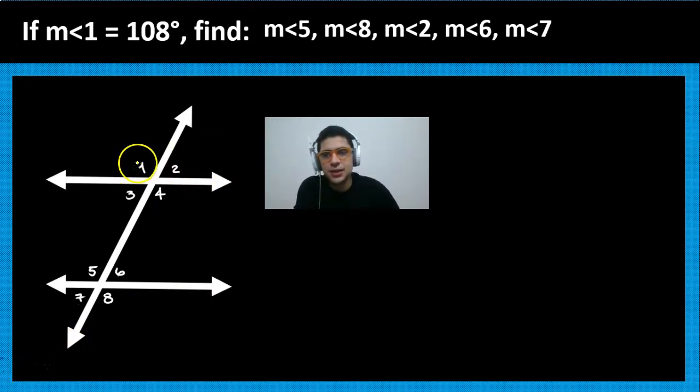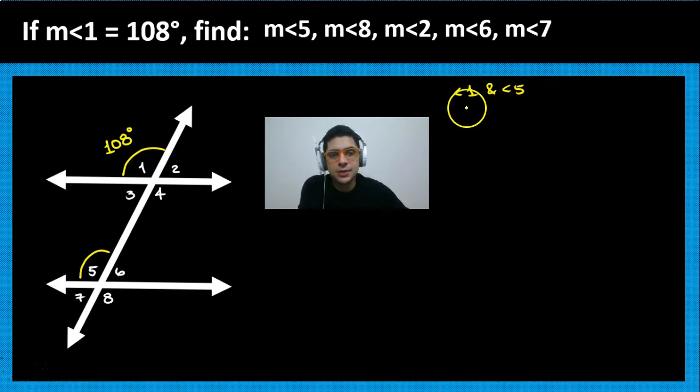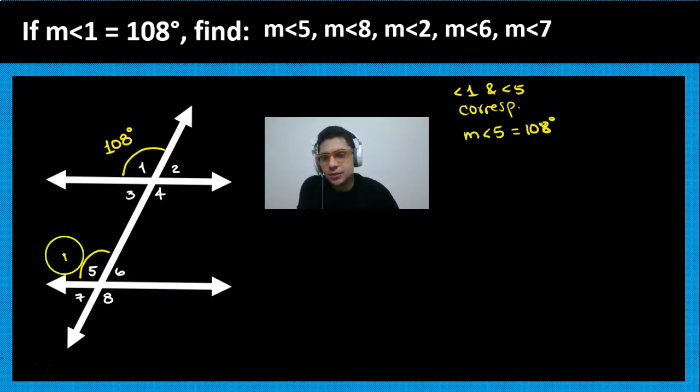So guys, in this case, we're given that angle 1, right, is going to have a measurement of 108 degrees, so 108 degrees. And we have to find angle 5, right here, that's the first angle that they ask us. Now we know that angle 1 and angle 5 are going to be angles that are corresponding, right? Because they are corresponding angles, that means that they have the same measurement. So that means that the measurement of angle 5 is also going to be 108. So 108 degrees. We're going to put it here.